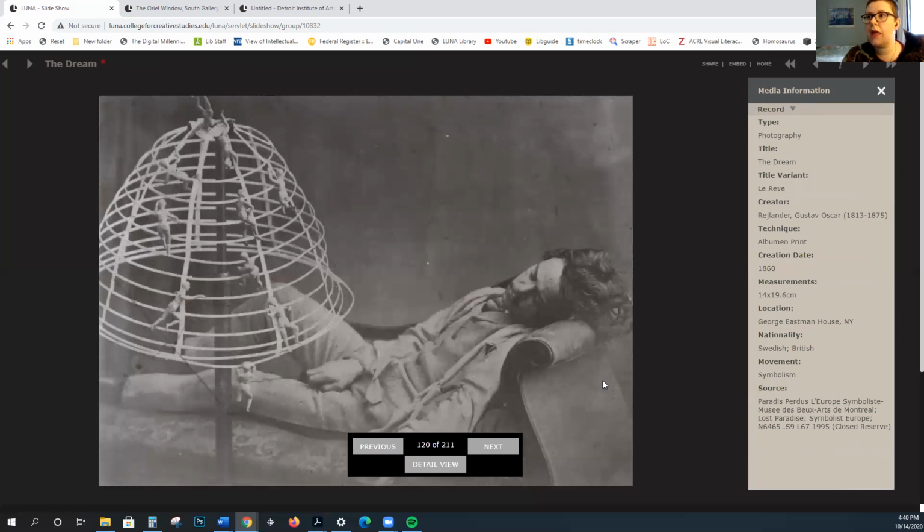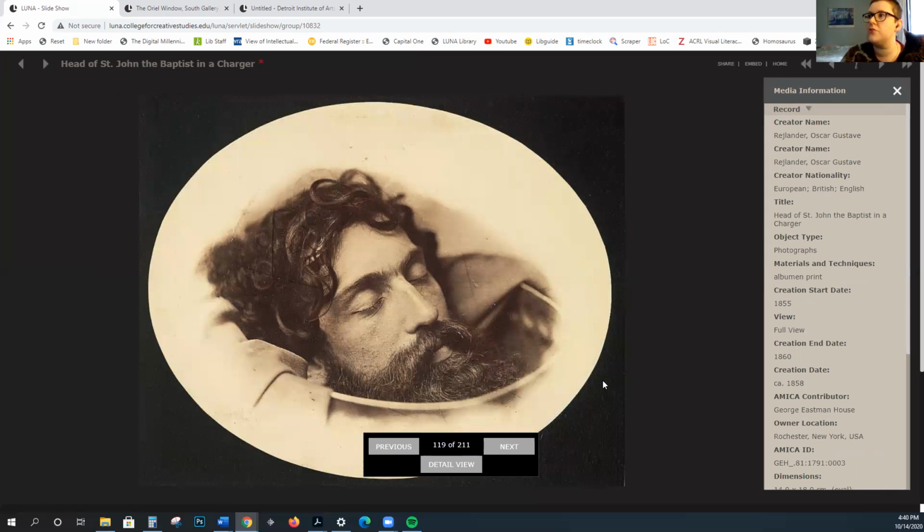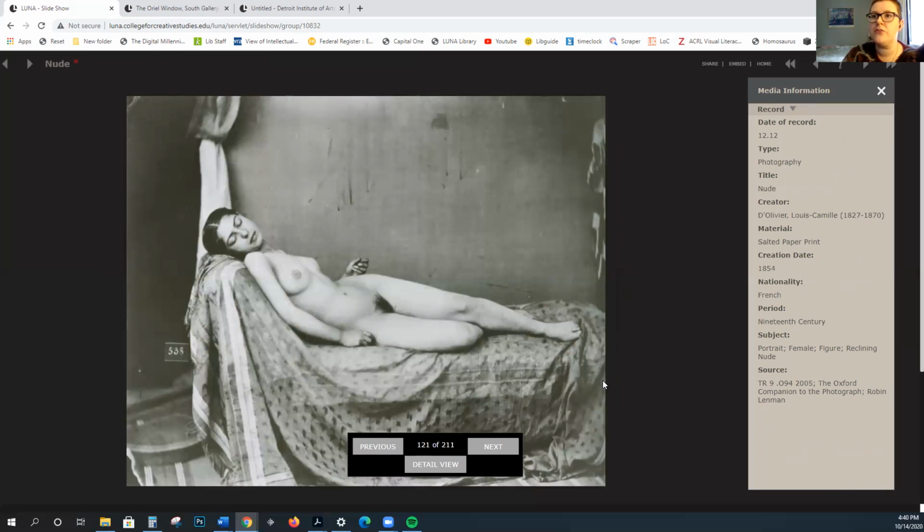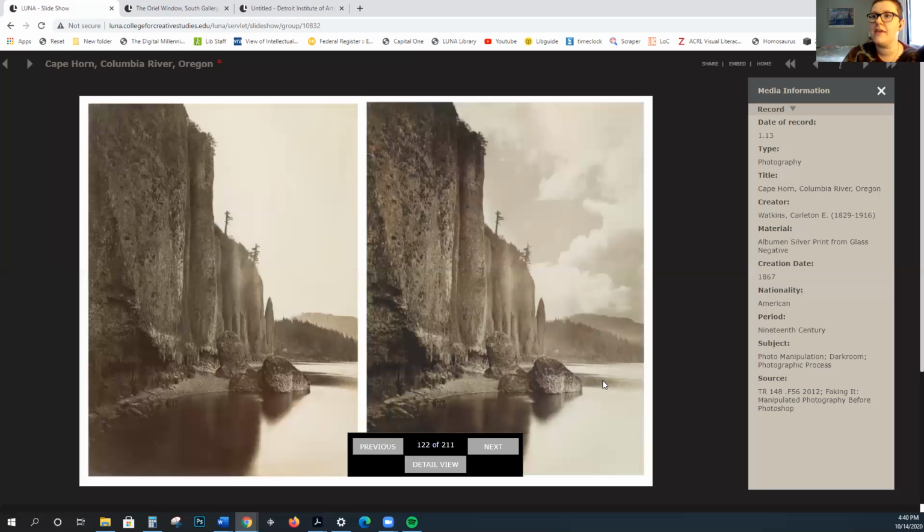And you have people who are working on all sorts of tricks. Sometimes they photograph themselves as if they're dead, etc. So there are all sorts of ways that photography is being used. And you also have stereographs.